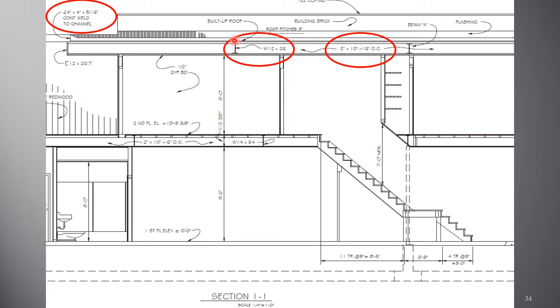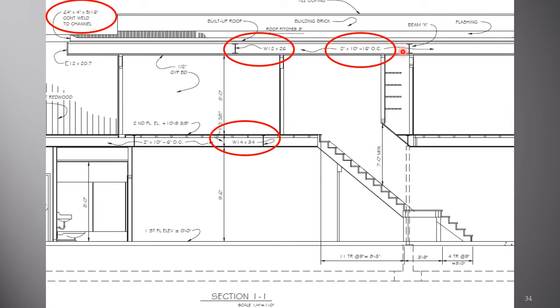I have a wide flange beam here and here, a W12 by 26, and I have another wide flange beam here, a W14 by 34. Notice the leader pointing to it. 1/2 inch gypsum board. This indicates that all this area is 1/2 inch gypsum board. So building brick. So these are the uses of, remember in the very first presentation we talked about leaders pointing to things in the drawing.